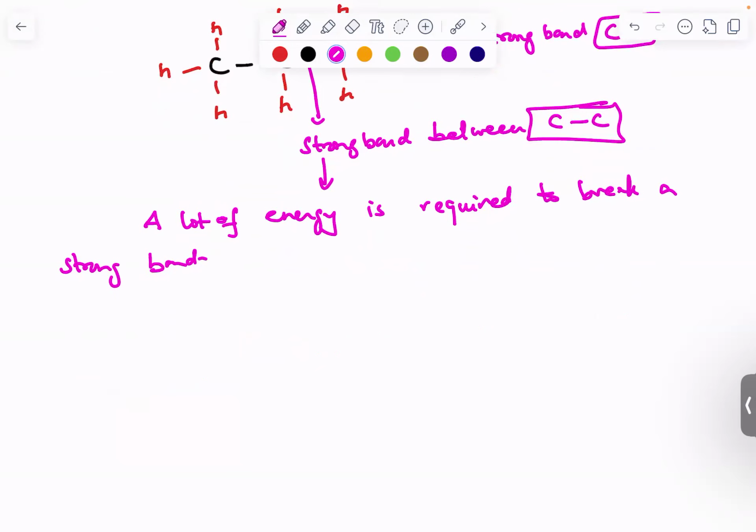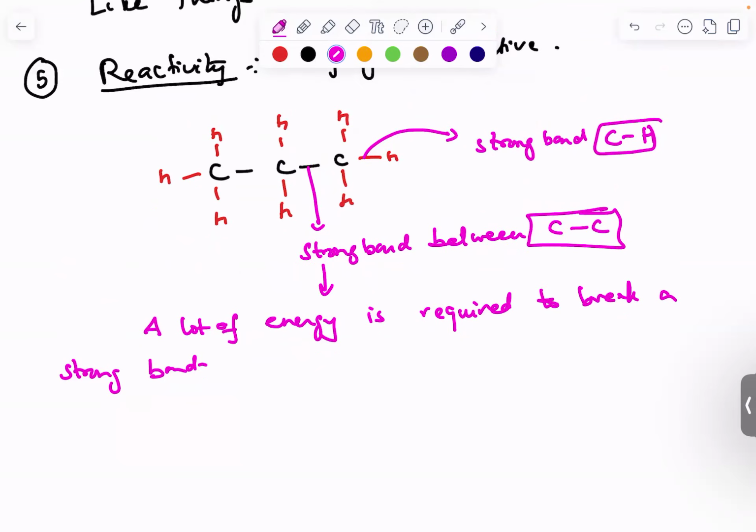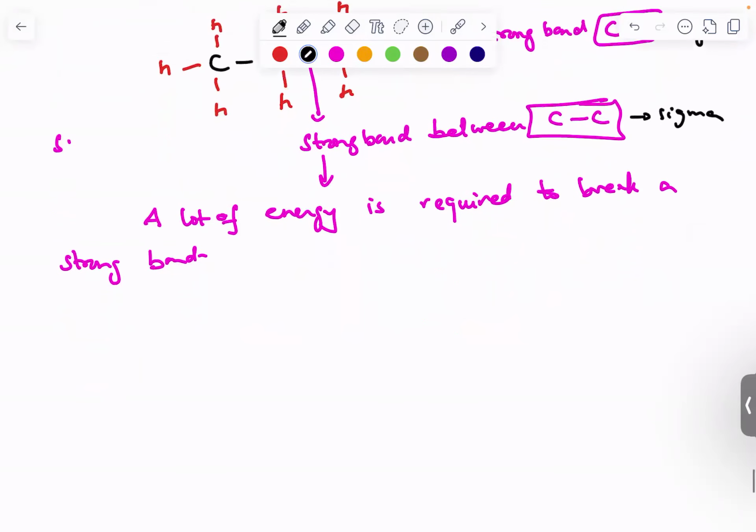All right. And although it's not written like this in your book, as I told you, I would have used the word sigma bond. This carbon-hydrogen bond is a sigma bond. This carbon-carbon bond is a sigma bond. But there is no discussion on sigma and pi bonds in your book, so I'm not going to discuss it. However, I'll tell you this, that these bonds are strong. A lot of energy is required to break these bonds. So that's why they are highly unreactive.